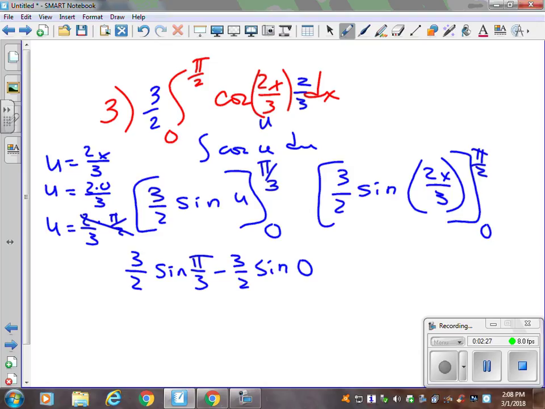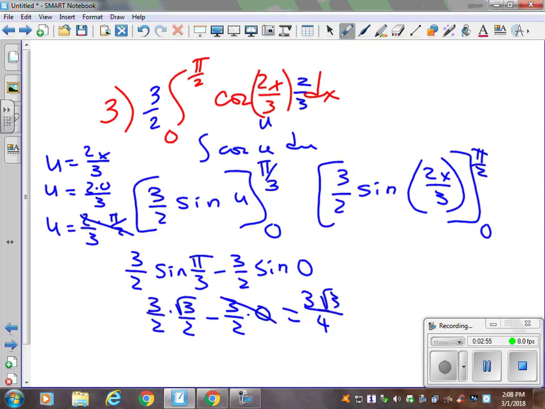So sine at pi over 3 is the square root of 3 over 2, because it's the third line up. And sine at 0 is 0. So the answer to this question is 3 square roots of 3 over 4, because the other part's gone away. 0 times anything drops off. So this is 3 square roots of 3 over 4.